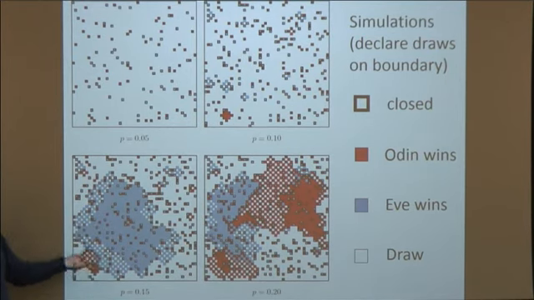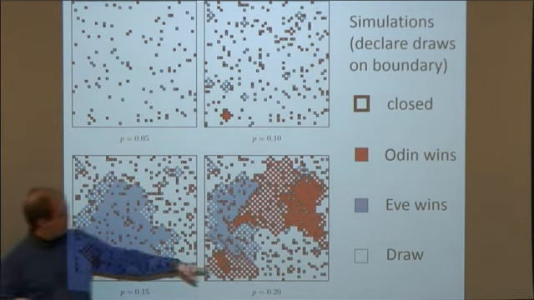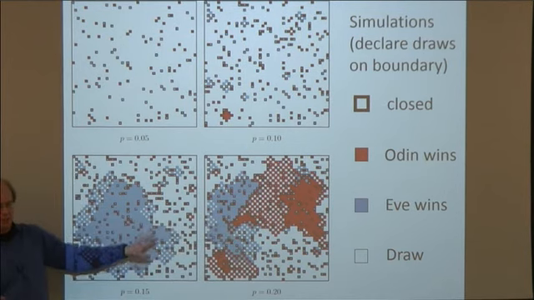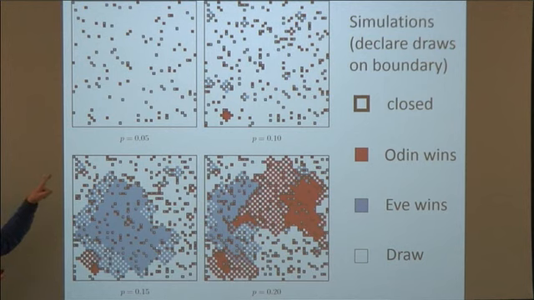And there are these interesting checkerboard regions as well that are half blue and half white, and here's a little region that favors Odin. And then you make p a little bit bigger, and there are more of these regions and smaller regions somehow. So that's a square of size 50, I think.